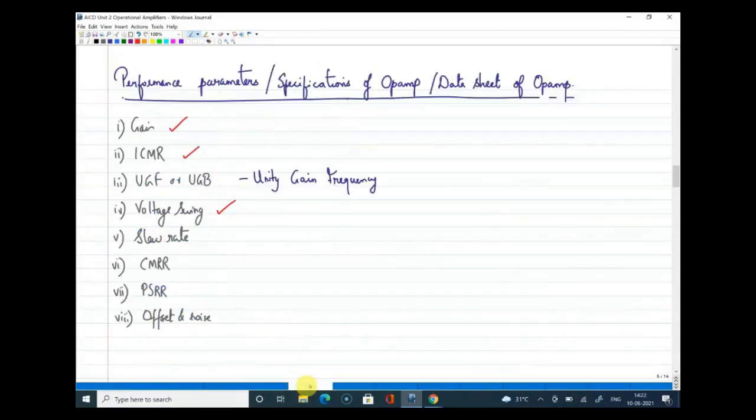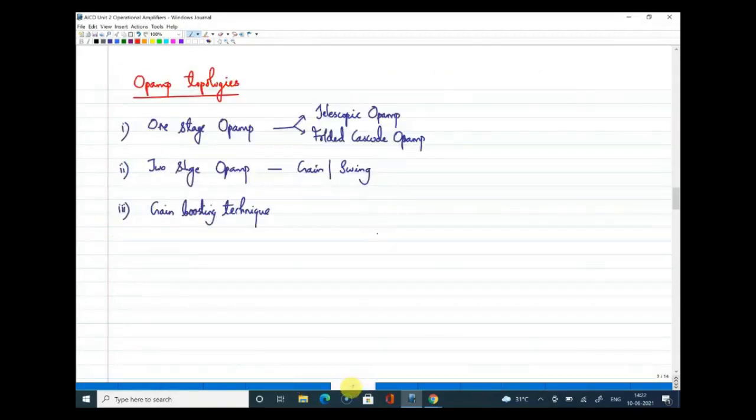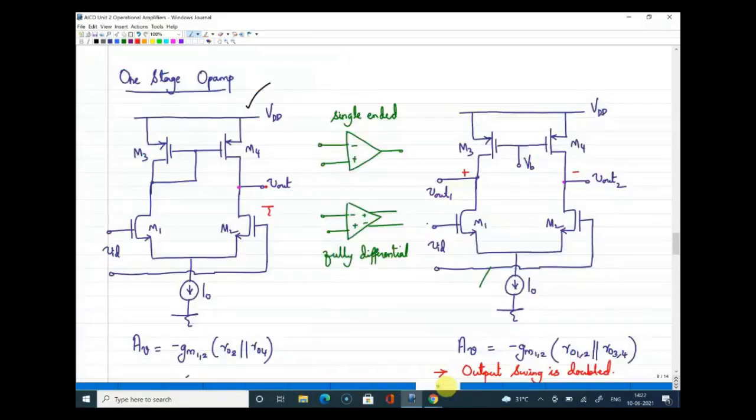Then we listed a few important parameters or specifications of op-amp, and I also mentioned that in our AICD class, we'll be looking specifically at gain, ICMR, voltage swing, and to some extent we will also look at the slew rate aspect. And then we listed a few op-amp topologies, starting from one stage, two stage, and one gain boosting technique. In the next class, we started telescopic op-amp.